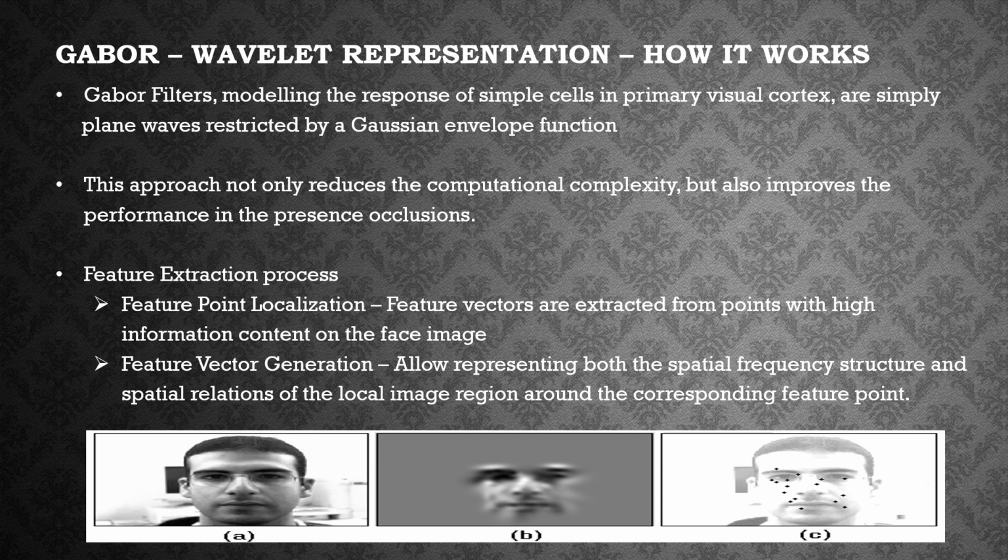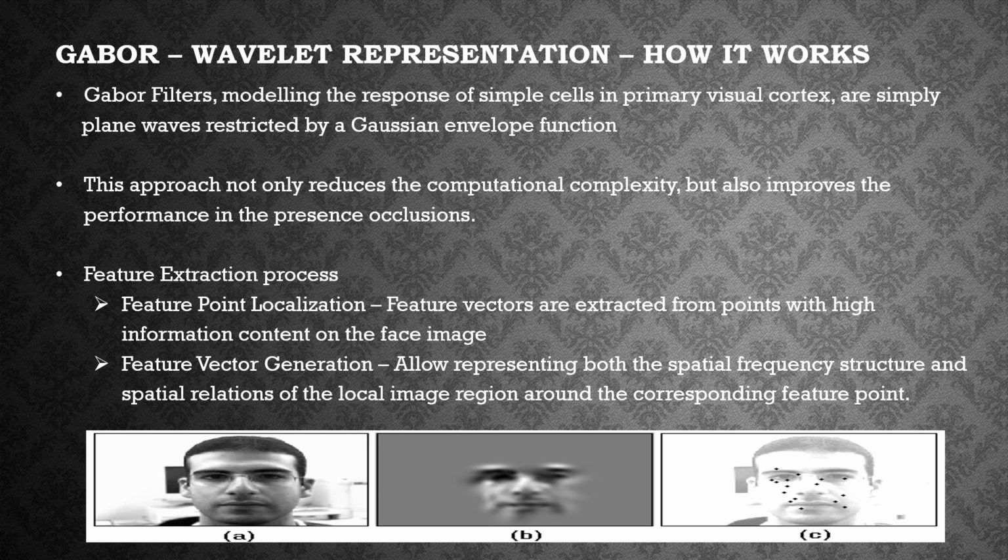Gabor filters, as you know, are used for modeling the response of simple cells in the primary visual cortex as simple plane waves restricted by a Gaussian envelope function. This approach not only reduces the computational complexity but also improves the performance in the presence of occlusions like vibrations or some features of that.